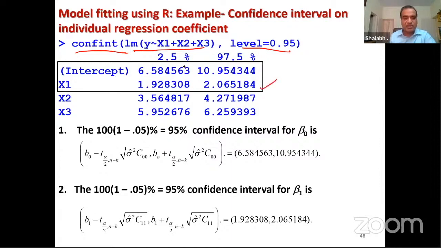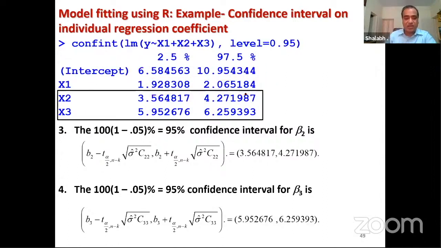So you can see here, you are trying to say that your intercept term will be lying between 6.58 and 10.95. Your beta 1, which is estimated by B1, will lie between 1.92 and 2.06. And similarly, the value of beta 2, which is estimated by B2, will lie between 3.56 and 4.27. And similarly, this beta 3, which is estimated by B3, will lie between 5.95 and 6.25.